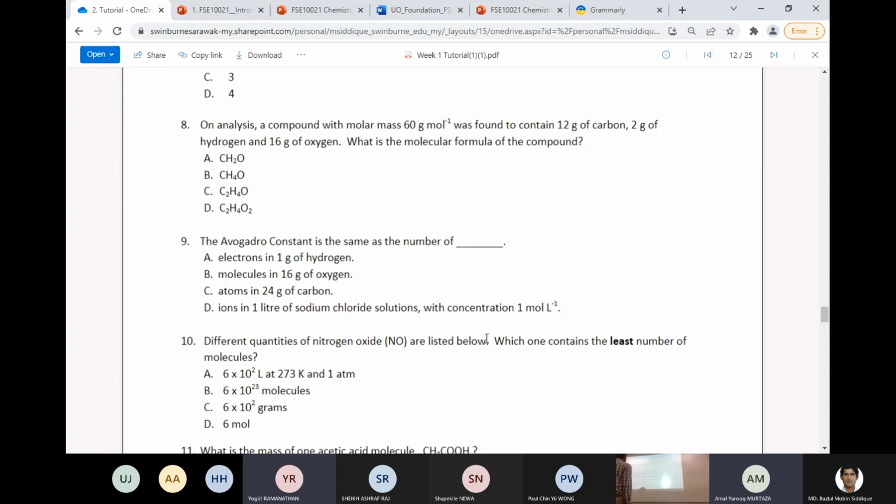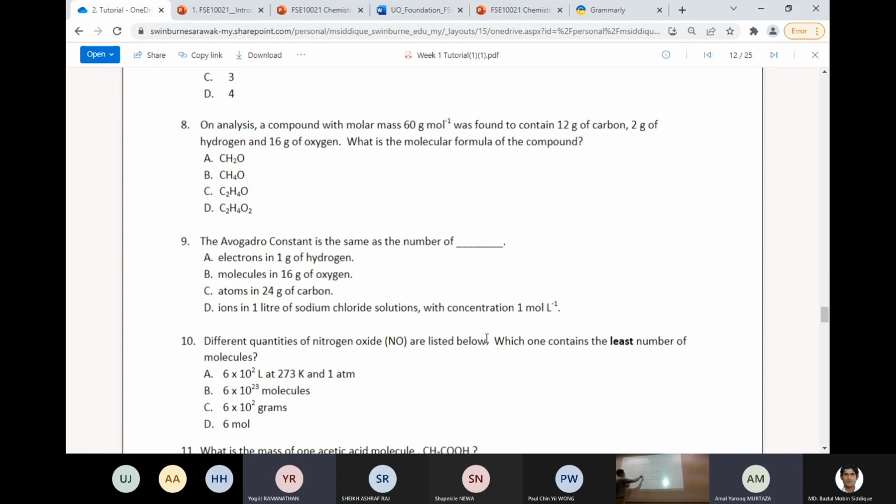So how many electrons in 0.5 moles? 0.5 moles of what? 0.5 moles of hydrogen, right? Until this point is okay, yeah? If you are confused, just let me know so I can go over it. I'm okay, no problem.